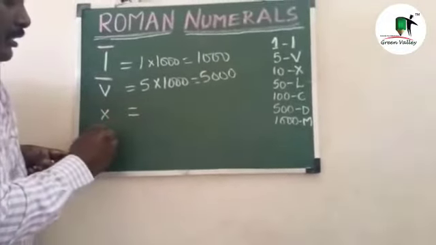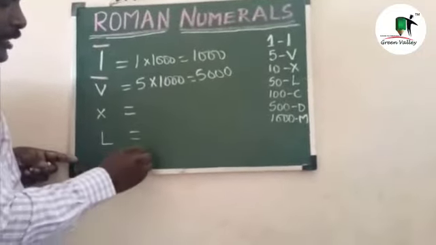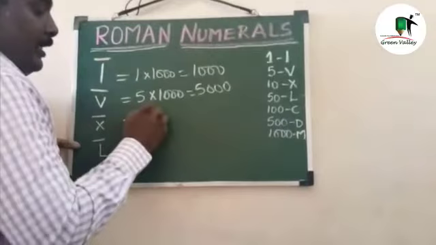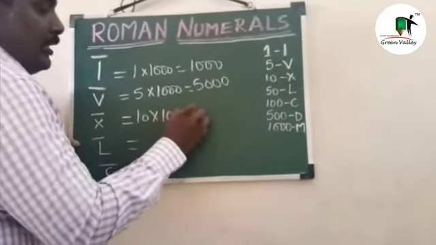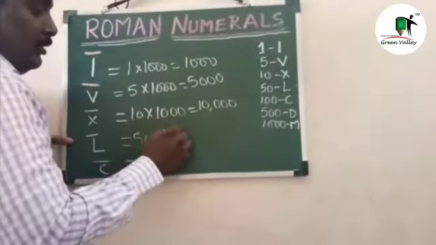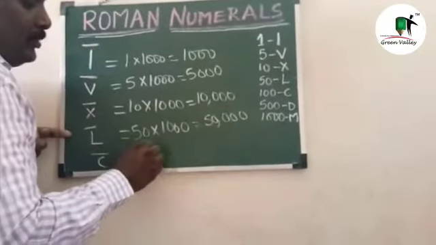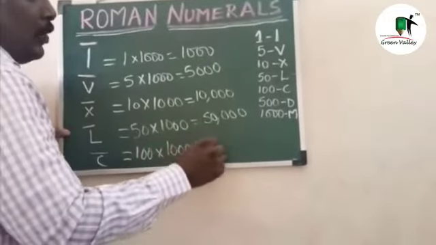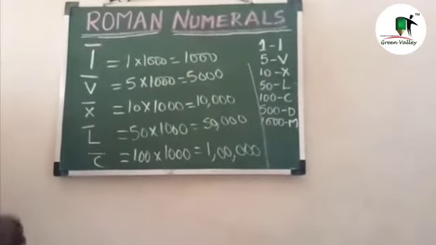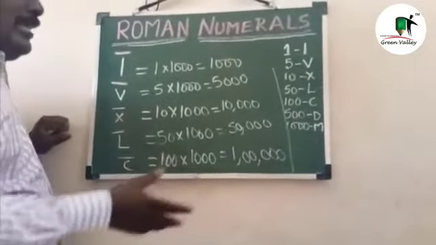Similarly X, L and C with a bar on top. Let us see the values they take. The same thing here: 10 into 1000 is 10,000, so X with a bar is 10,000. 50 into 1000 is 50,000. Next, 100 into 1000 is 1 lakh. Now you have a clear idea about Roman numerals more than 1000 also.